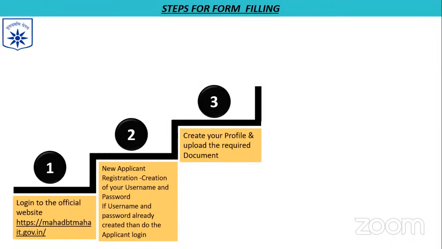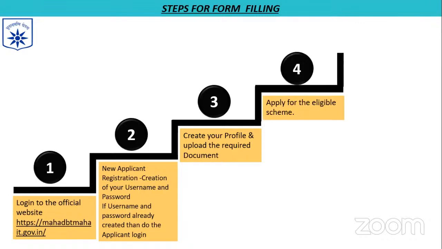Now the third step is to create a profile. This is a very important step. While creating the profile, all the documents we discussed in our earlier slides are to be uploaded. The next step, after creating the profile and uploading the required documents, is to apply for the scheme you are eligible for. Depending upon your caste category and your income, you should decide which scheme you can apply for, either the scholarship scheme or the freeship scheme. So that you have to apply.